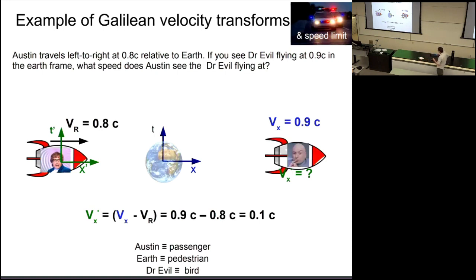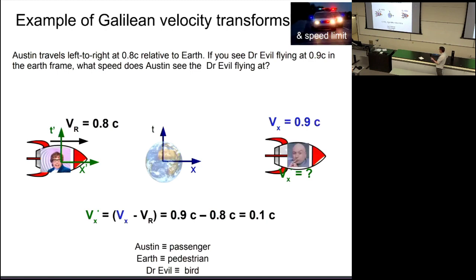Okay, so for the Galilean transformations, I'm just going to use this equation here. Vx is the motion of Dr. Evil in the Earth reference frame, in this blue reference frame here. Vr is the motion of Austin Powers' reference frame with respect to the Earth reference frame. So he was moving at 80% of the speed of light with respect to the Earth reference frame. Vx prime then is the velocity Austin Powers sees Dr. Evil moving at with respect to his reference frame, the Austin Powers reference frame.